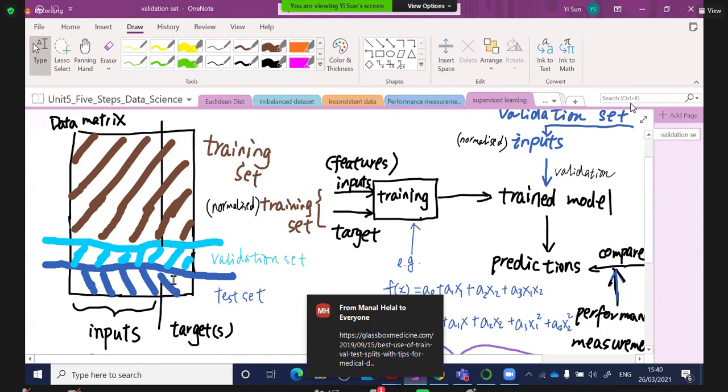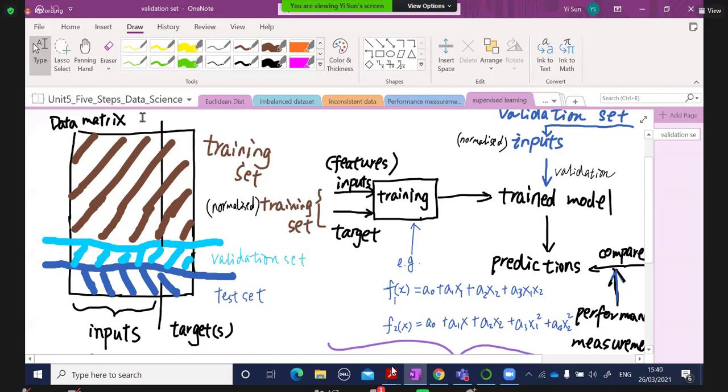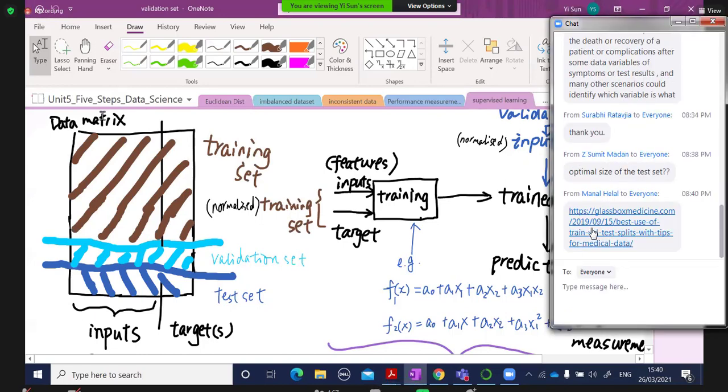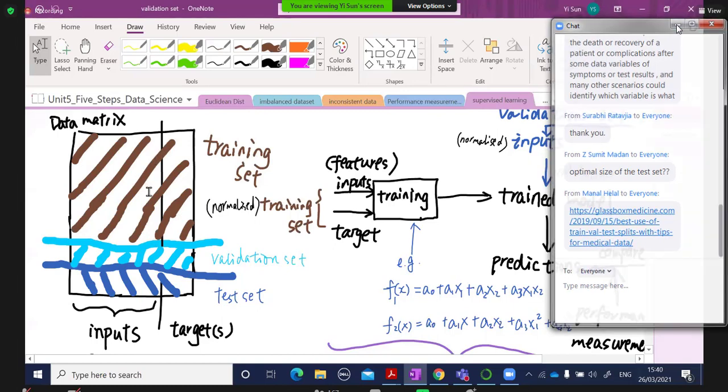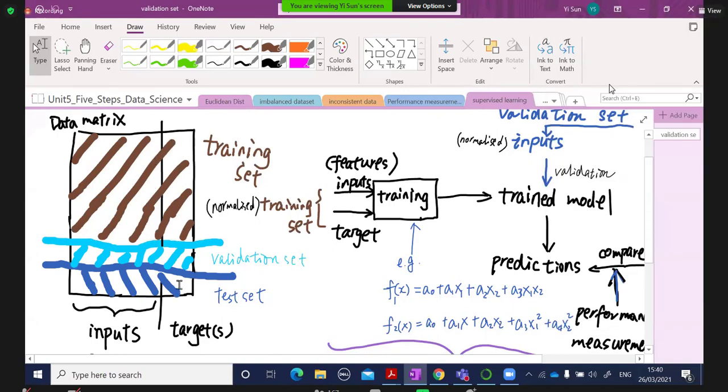It's a good habit, when you are given a data set, to shuffle your data set first, so that when we do a classification problem, every class can be uniformly distributed in all these three parts. Now we have divided our data into three parts: training set, validation set, and test set.